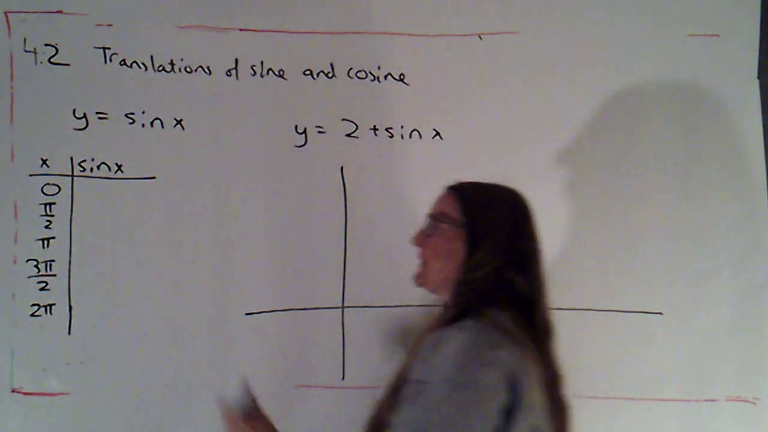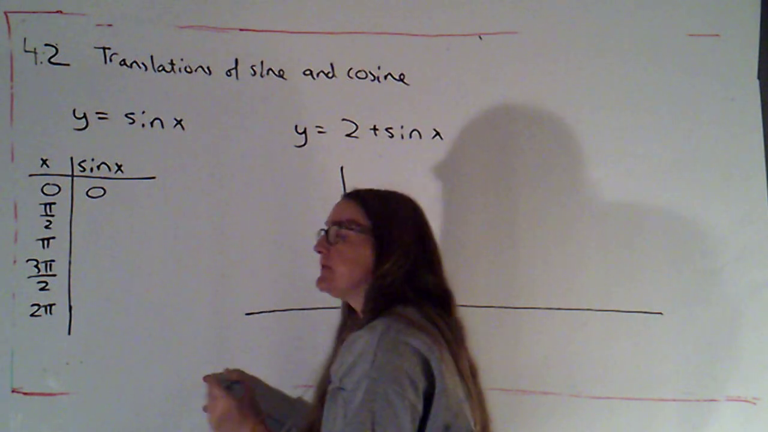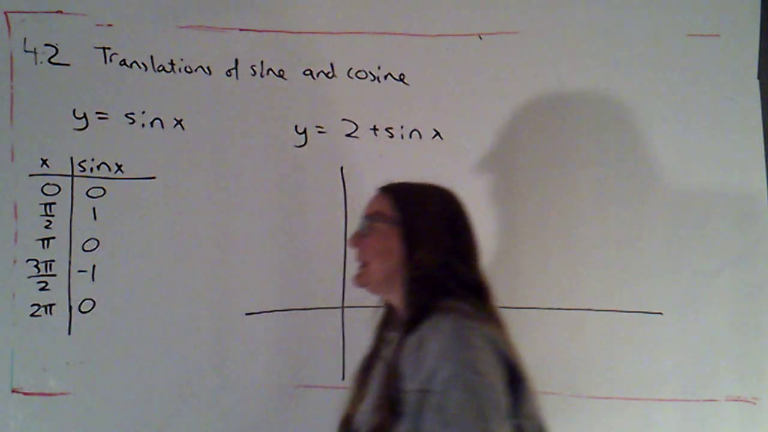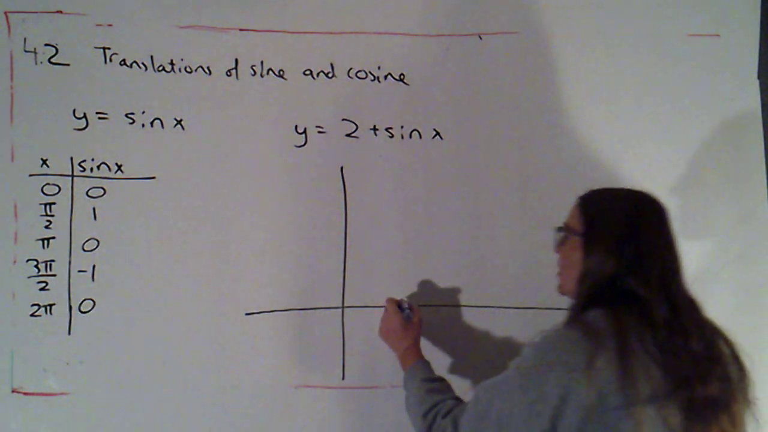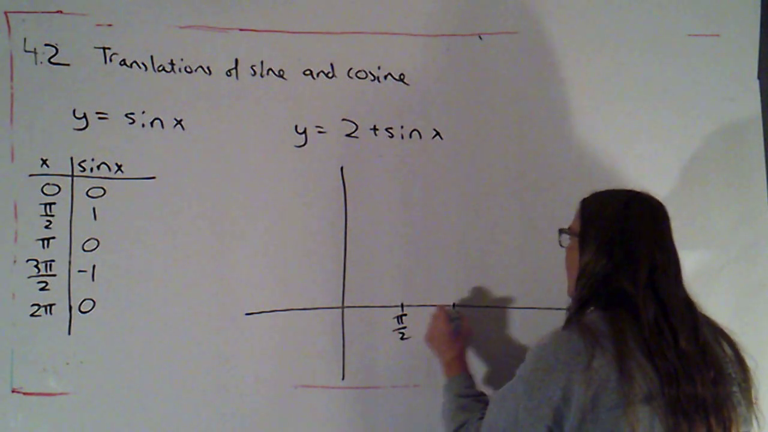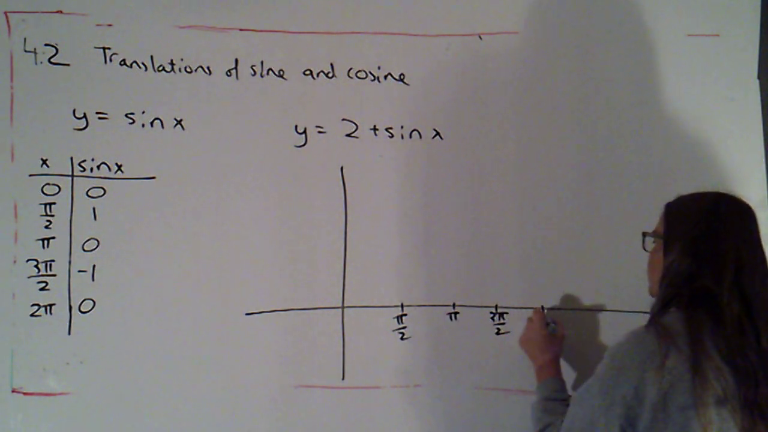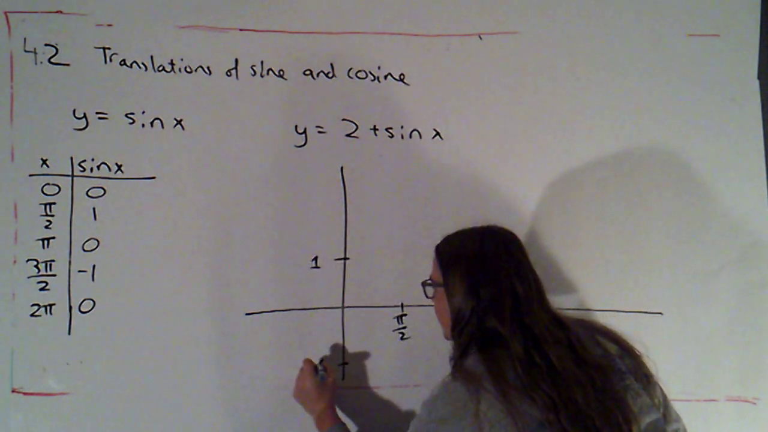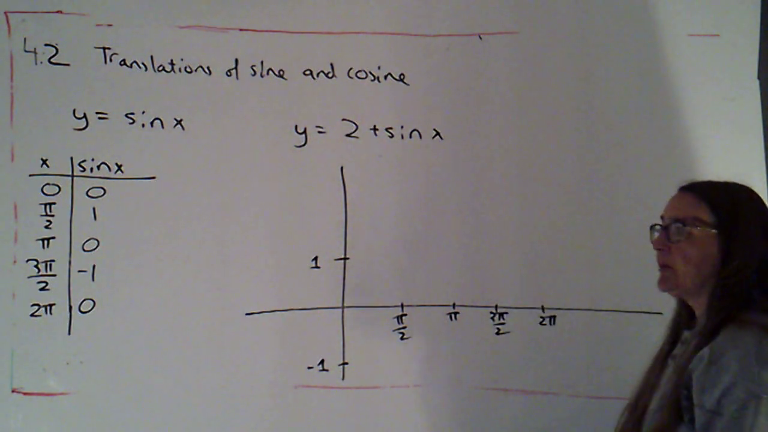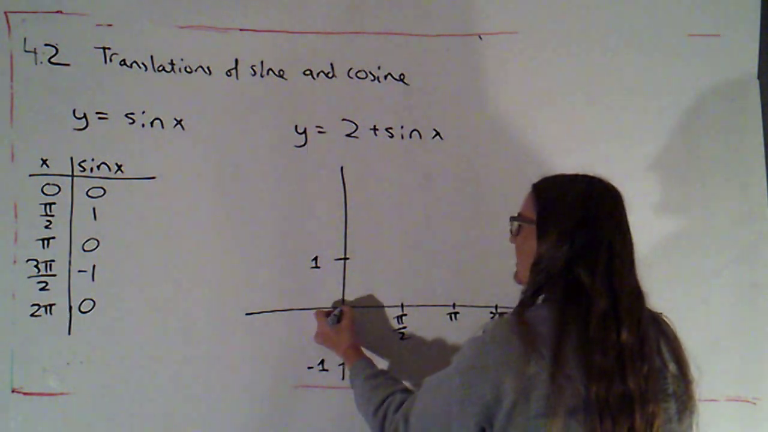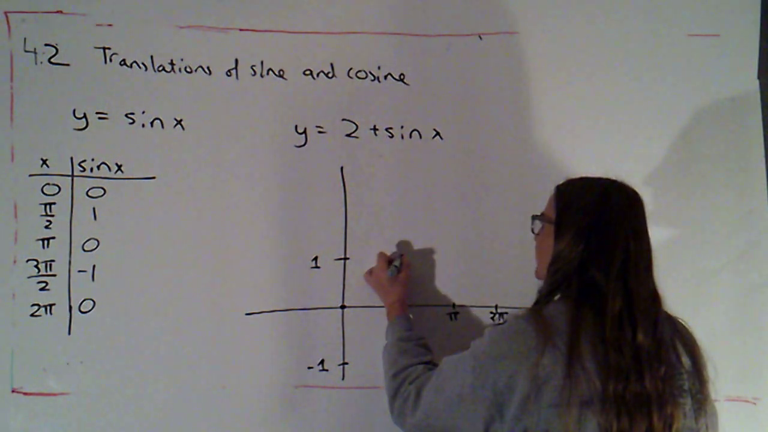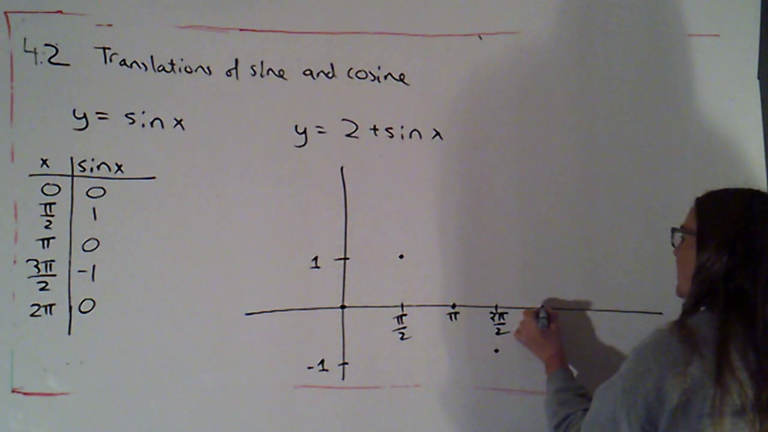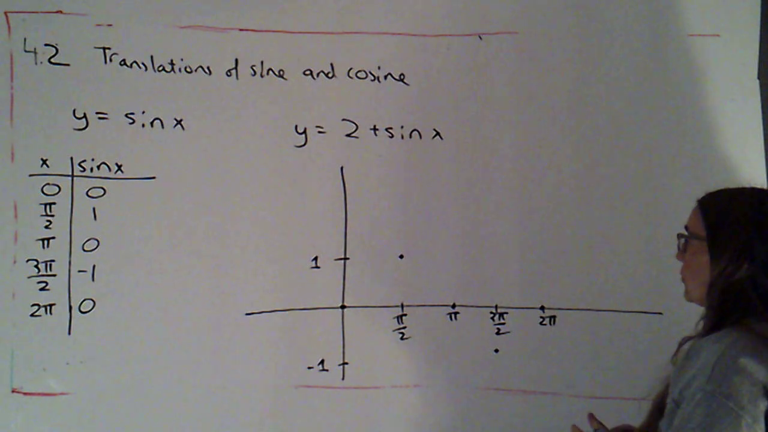Remember, the sine wave is the one that starts at the origin, so it starts at a middle value of 0, goes up to a high point of 1, back down to 0, down to -1, and back to 0. So I'm going to mark off pi over 2, pi, 3 pi over 2, 2 pi. I'm going to mark off my high values of 1, my low values of -1, and now I'm just going to plot these points. So when my angle is 0, sine is 0. When my angle is pi over 2, sine is 1. At pi, we're at 0. At 3 pi over 2, -1. And at 2 pi, we're back to 0.